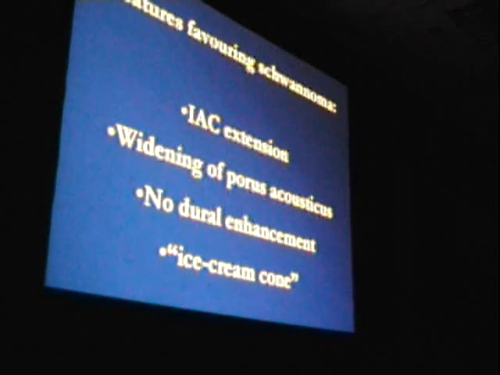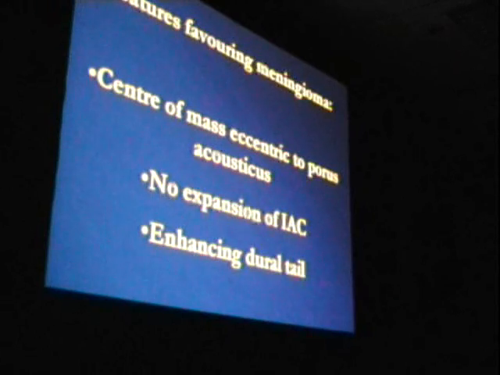And they're classically described as an ice cream cone, where you have the tiny ice cream cone within the IAC and the enormous blob of ice cream in the CP angle. In contradistinction, features of the meningioma are that the center of this mass is eccentric to the porus acousticus and eccentric to the internal auditory canal. While it may extend into the IAC, it should not expand the IAC. The critical thing is that the mass in the angle is based on the dura, and you may get a dural tail.